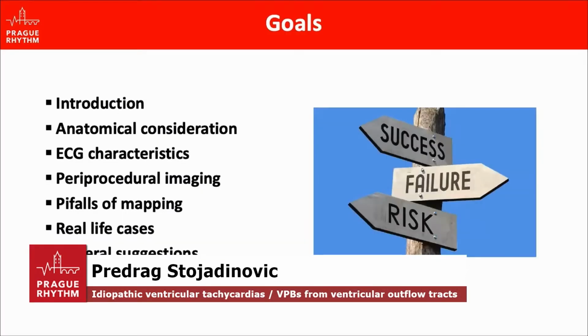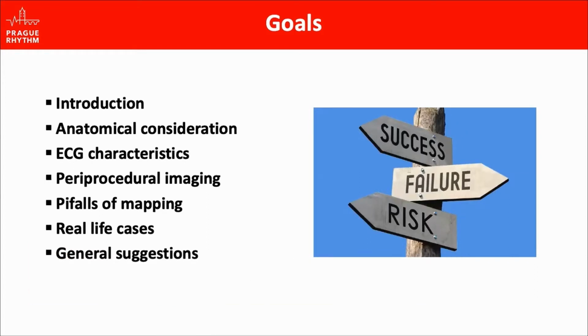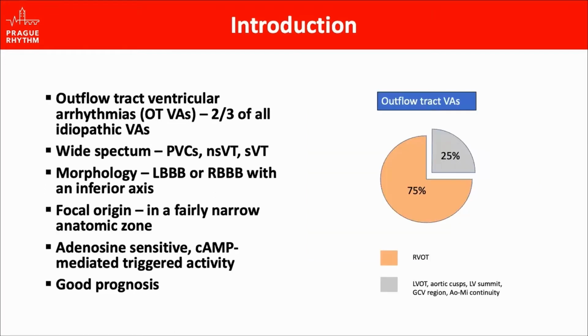So the aim of this talk is to provide some useful information mainly for the fellows, and we will discuss anatomical considerations regarding critical sites for PVC ablation. We will see why ICE is essential not only to optimize the efficacy, but also the safety during the procedures. And we will go over some cases from real life and share some pitfalls of activation and pace mapping. And finally, we will summarize some general suggestions for PVC ablation.